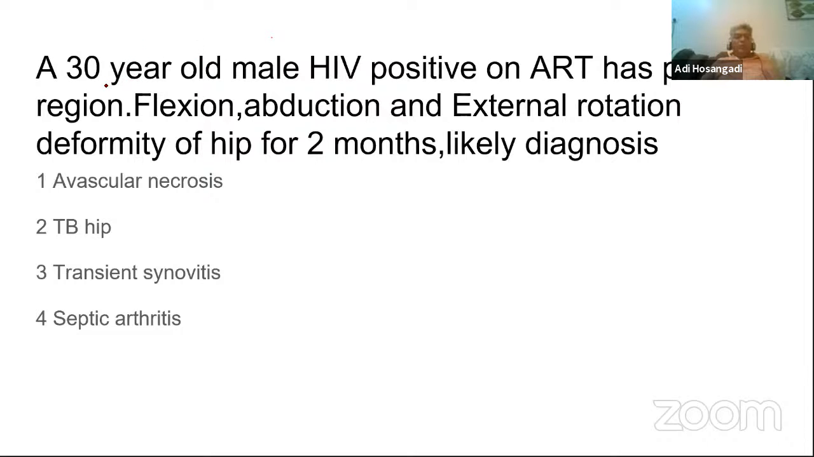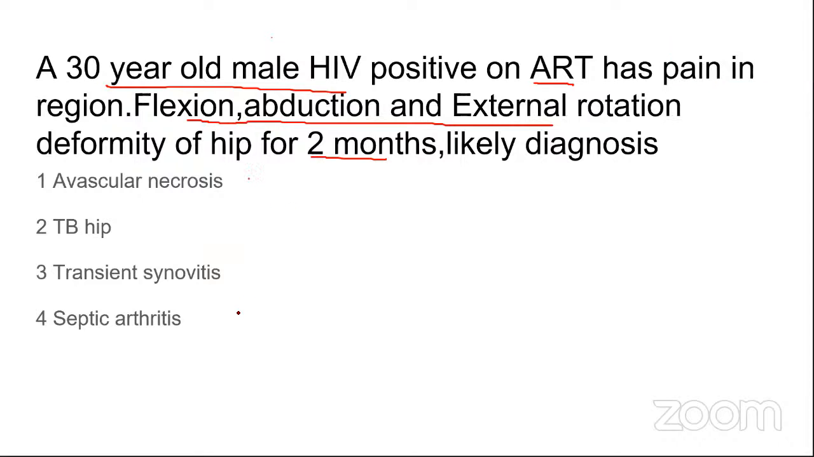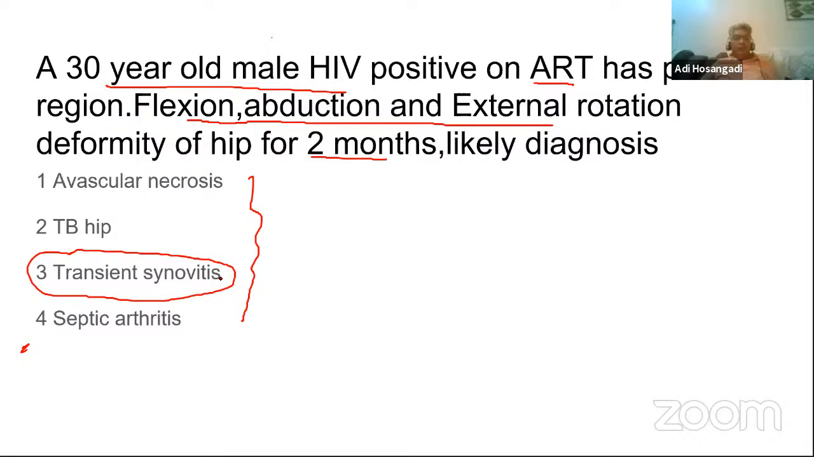Okay, a 30-year-old HIV patient on ART has pain in the hip. Remember, flexion, abduction, external rotation is there for 2 months. What is the likely diagnosis? TB. Transient synovitis. Manjunath. Anybody else?